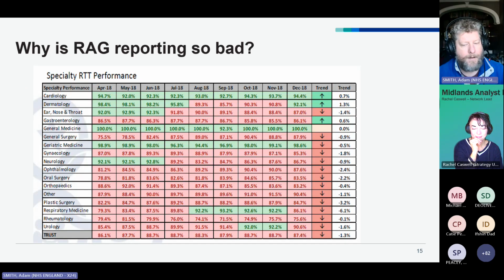Back to RAG, and again, like I say, we don't talk too much about assurance, but really, what is a RAG rated table trying to do, and what is it telling us? Why are they so bad? So, as I say, I did loads of these about 10 years ago.